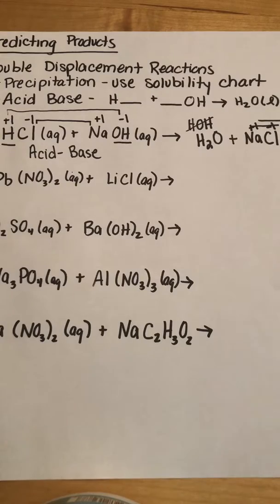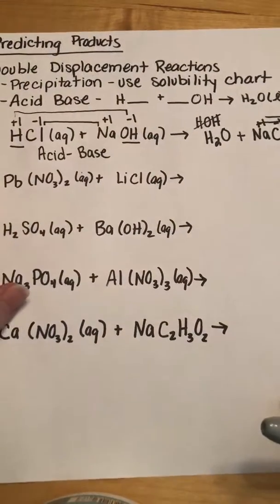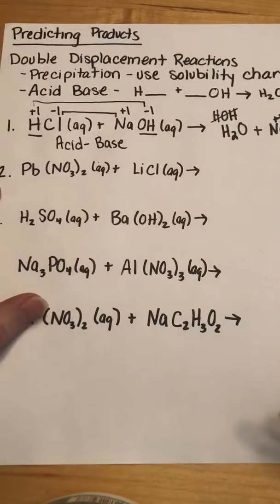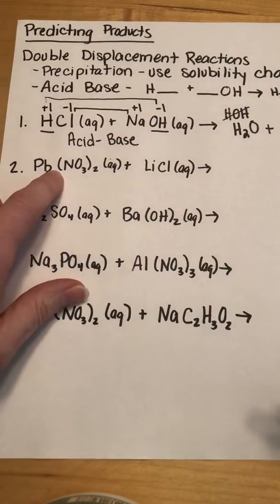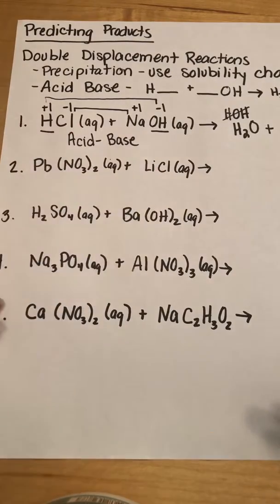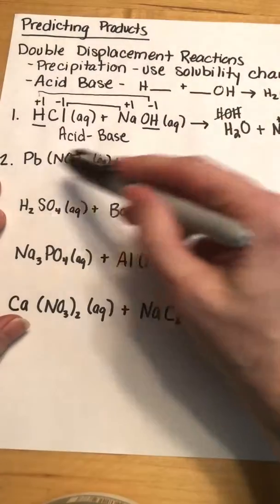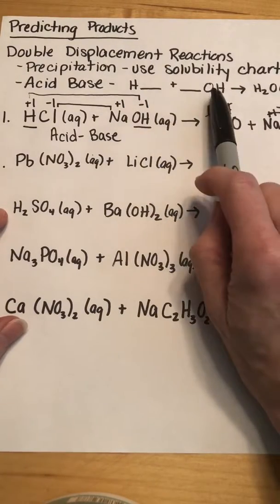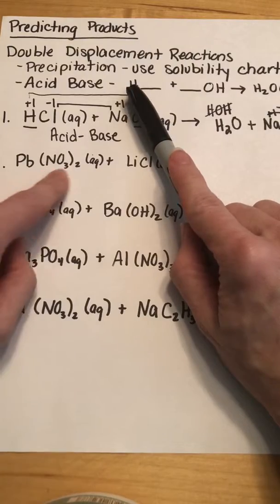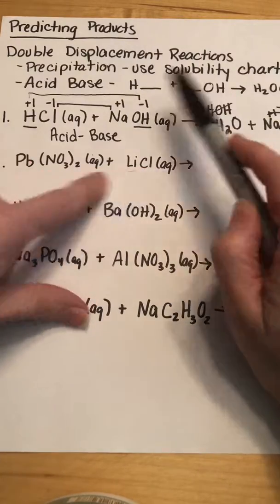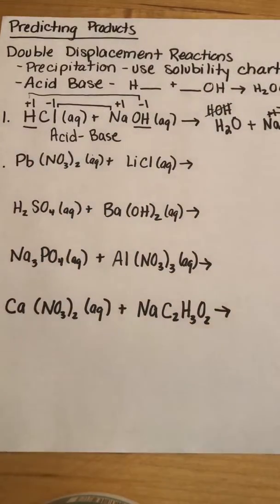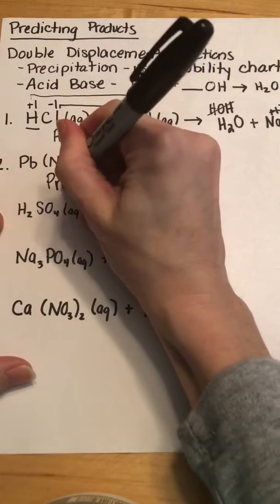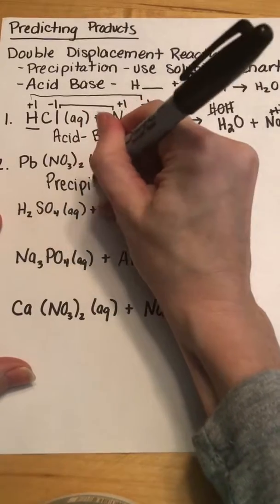Okay, so that's a first example of predicting products for a double displacement reaction. All you're doing is swapping the partners and putting the new positive and negatives together on the product side. So number 2, I have lead nitrate and lithium chloride. If I look at those 2 compounds, they don't fit into this structure or skeleton. There's no hydrogen and something else, and the other compound isn't ending in OH. I don't see that in number 2, so it cannot be an acid-base reaction. It would be what we call a precipitation reaction.